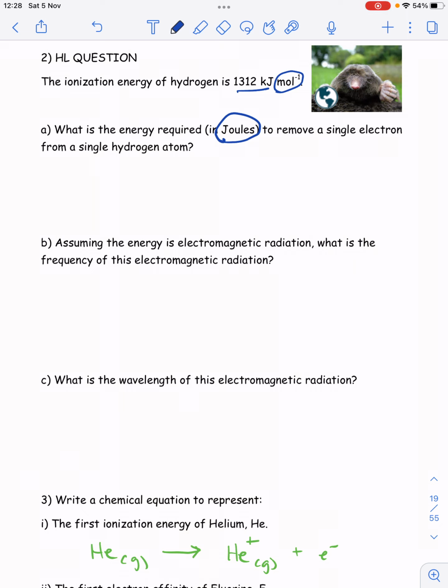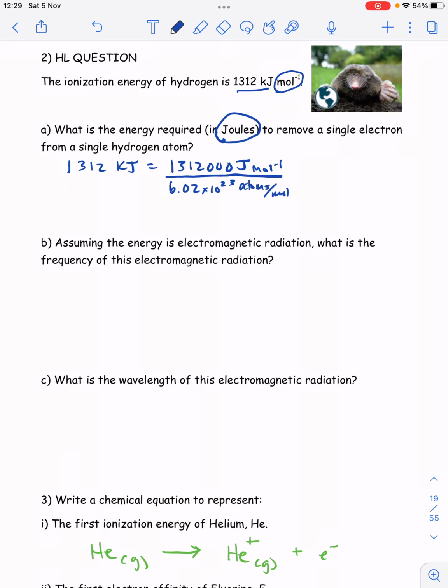So one thing that we need to do is take 1312 kilojoules and make sure that we know that's this many joules, 1,312,000. So it's times 1,000 to get to joules. Now that's the joules per mole. And then we need to think about, well, how many atoms are there per mole? So we need to divide this by Avogadro's number, because Avogadro's number is the number of atoms per mole.